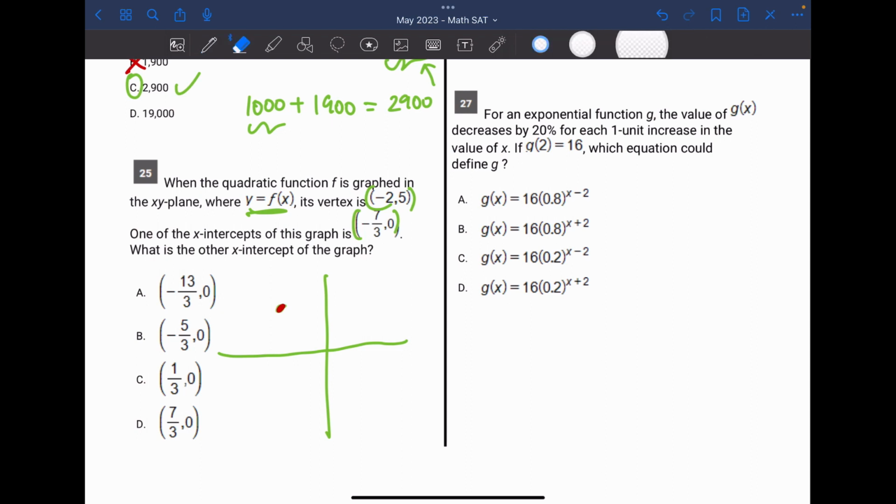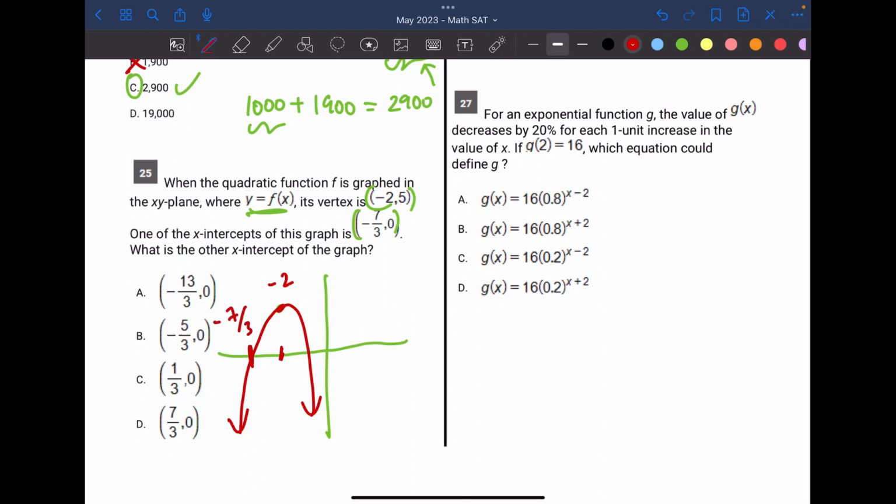So if it has x-intercepts, it has to be opening downwards, because if it opened upwards, like this, there wouldn't be any x-intercepts. It doesn't ever touch the x-axis. So we know it opens downwards. Well, we don't really care about this. It's just something that we can use to help us. So this is -2 over here, and then this is at -7/3. And we want to find out where this part is. I'm going to do it in blue. How do you do that?